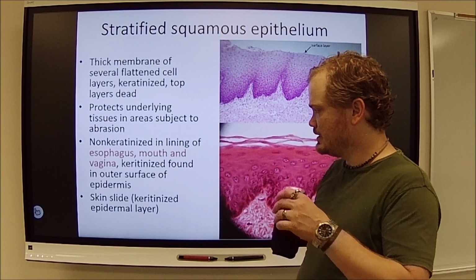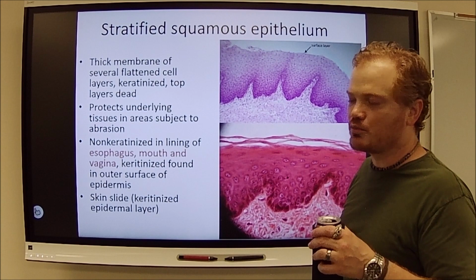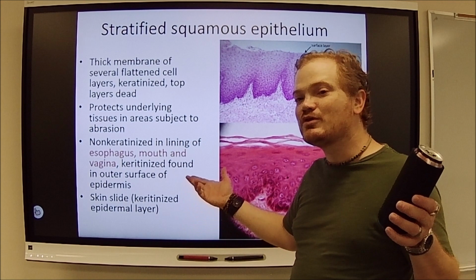Think about a bacterium. Number one, they can't get in here because it's covered in poison, basically. Number two, these cells at the top are dead, so there's nothing really to eat. So trying to survive on cardboard boxes. Number three, if I attach to one of these cells, it's going to flake away in mere moments, so home's always disappearing. What a wonderful, wonderful tissue to defend yourself.